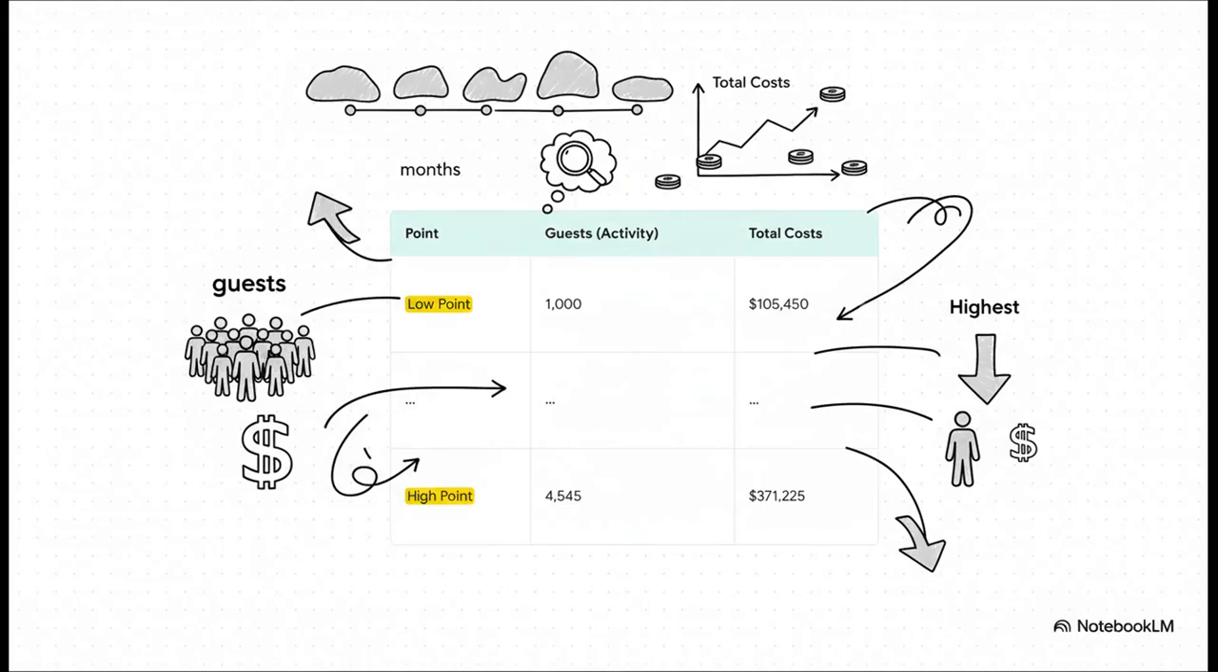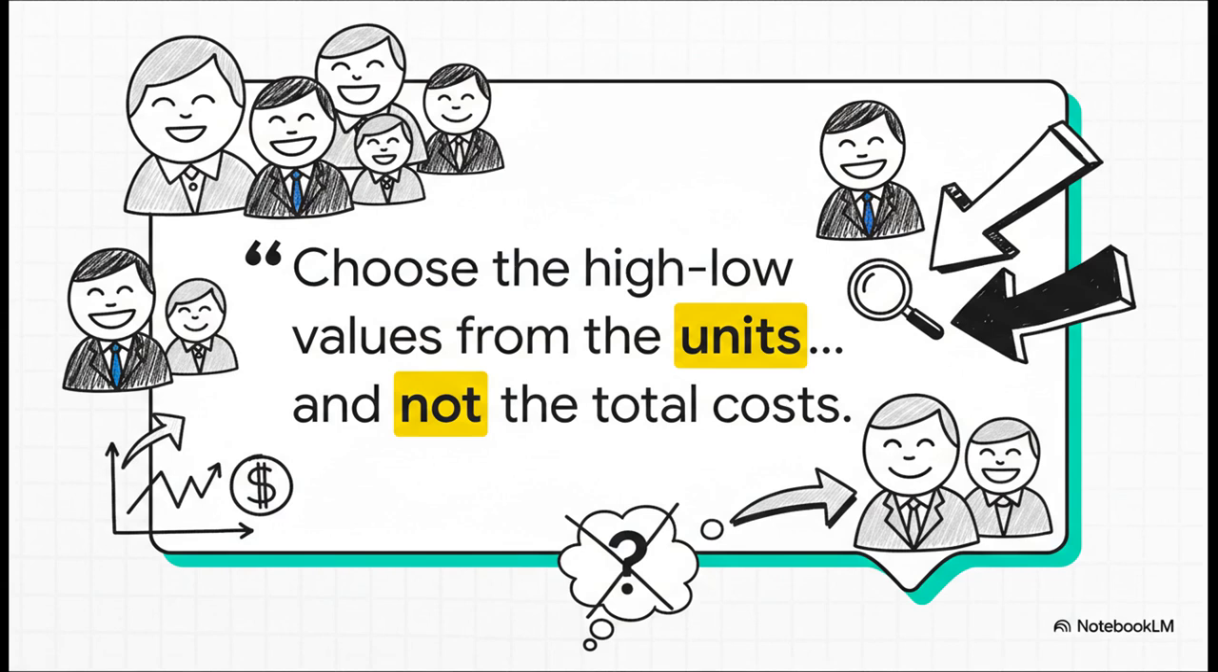Okay, here's a look at the data we're working with. You can see we've got the number of guests and the total costs for different months. Now remember step 1? Our first job is to just scan this list and find the month with the most guests and the month with the fewest guests. Now this is really important, so listen up. You have to anchor your analysis on the activity driver. In this case, it's the number of guests. You might be tempted to just look for the highest and lowest cost, but that's a classic mistake. The number of guests is what drives the cost to change, so that's what we have to focus on.